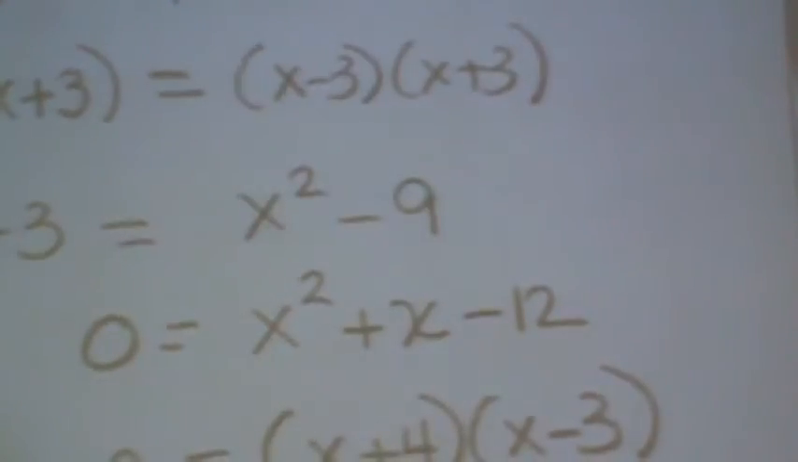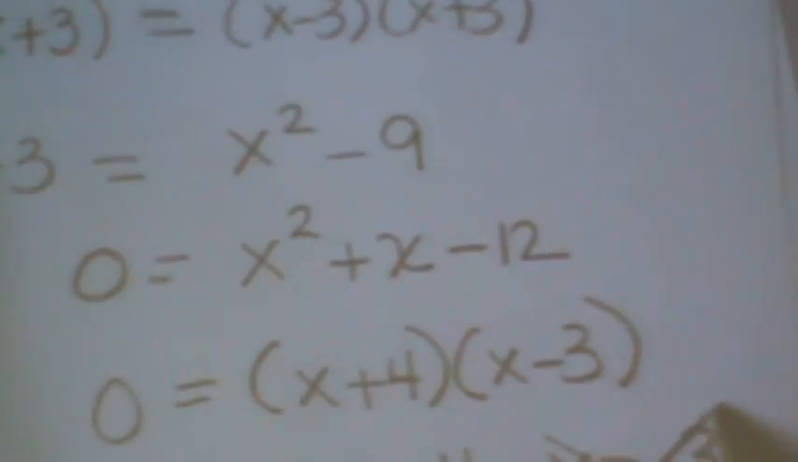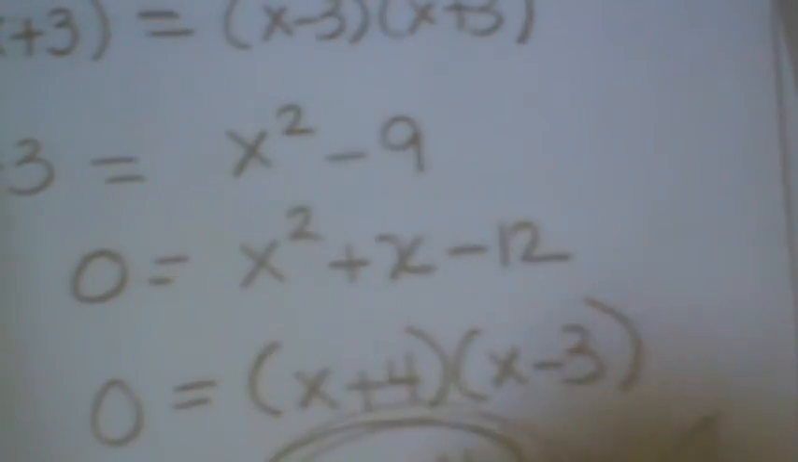Now we want to check, are these two answers good? Well, it can't be 3. And it can't be negative 3. So this, whoops, it can't be 3, so this one's extraneous. This is the only answer, negative 4. So it's A. A is the only answer, because x cannot be 3, it's extraneous.